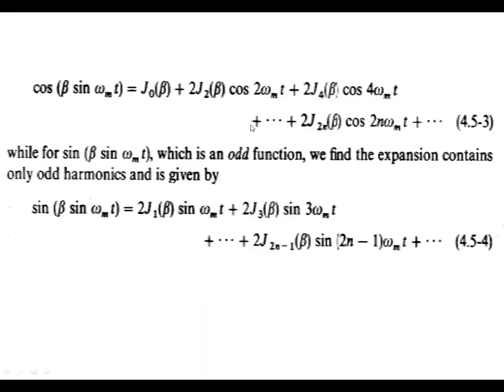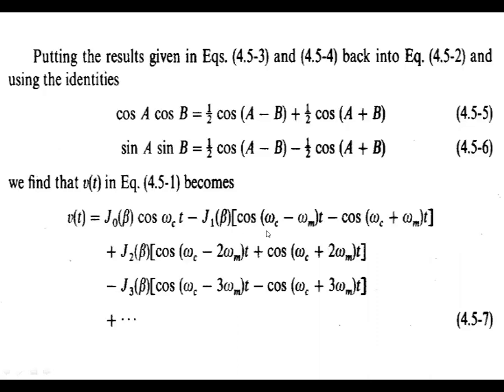One is the odd harmonics and another is the even harmonics. Then you have to use v(t) = J0(β) cos ωct − J1(β)[cos(ωc − ωm)t − cos(ωc + ωm)t] + J2(β)[cos(ωc − 2ωm)t + cos(ωc + 2ωm)t] − J3(β)[cos(ωc − 3ωm)t − cos(ωc + 3ωm)t] and so on. So the J0 term is J0(β) cos ωct.